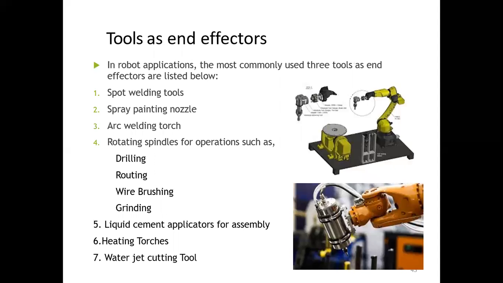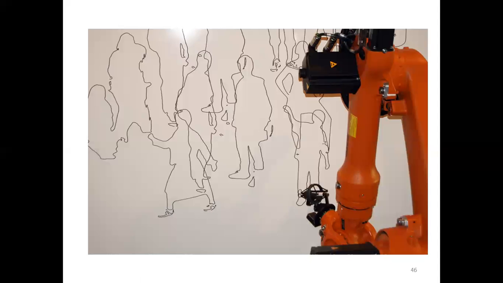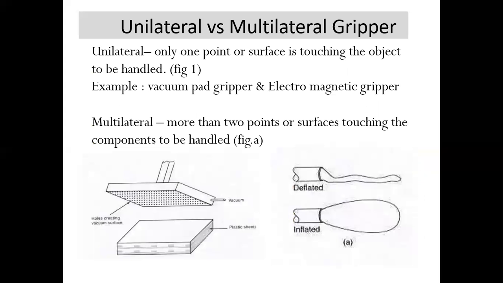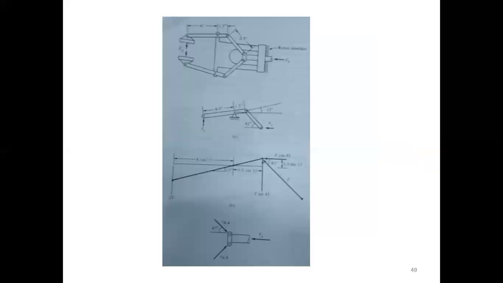So these are the different end effector tools: spot welding tool, spray painting nozzles, arc welding torch, drilling, routing, wire brushing, grinding, heating torches, water jet cutting tools, liquid applicators for assembly. Like that they are used. That is, drawing end effector, unilateral, multilateral grippers, and these are the examples.